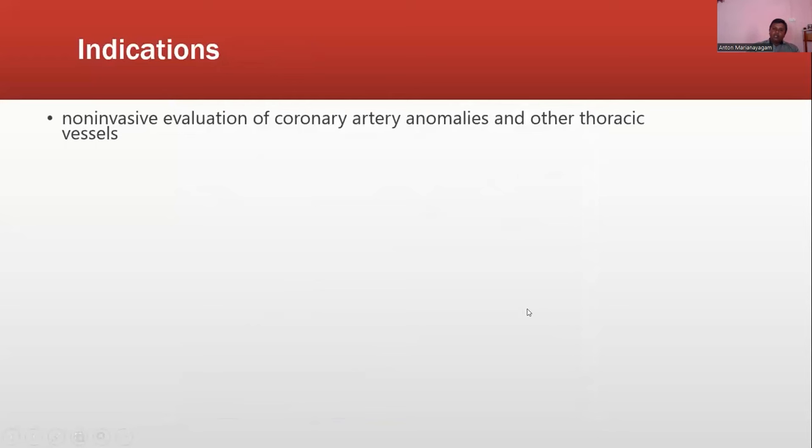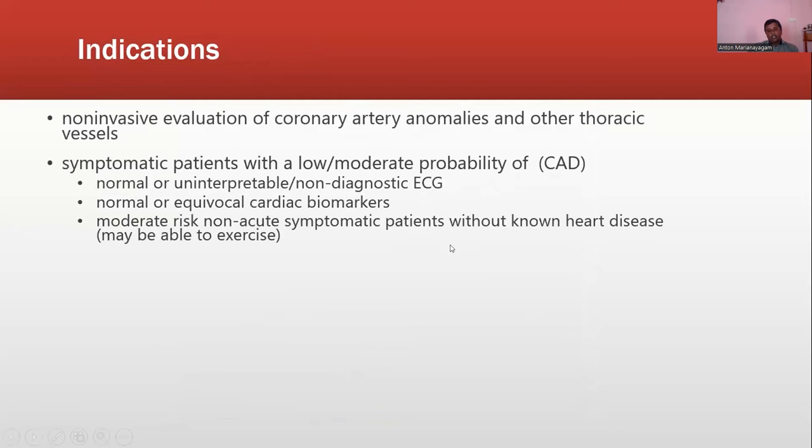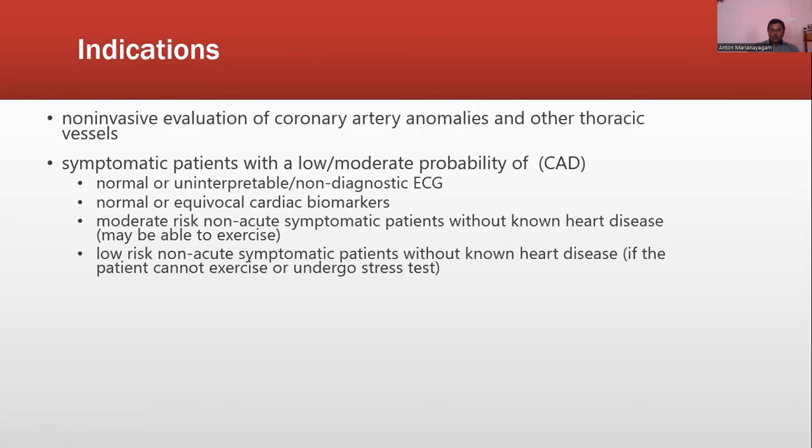So the indication is non-invasive evaluation of coronary artery anomalies and other thoracic vessels, that is for CTCA. Symptomatic patients with low or moderate probability of coronary artery disease, that means normal or uninterpretable non-diagnostic ECG in a patient with chest pain, normal or low equivocal cardiac biomarkers, moderate risk non-acute symptomatic patients without known heart disease, who may be able to exercise or may not be able to exercise. So low risk, non-acute, asymptomatic patients without known heart disease, the patient cannot exercise or undergo stress test.